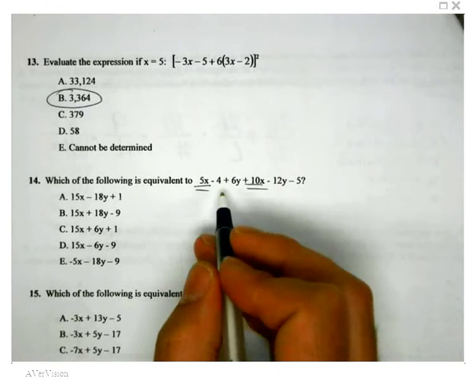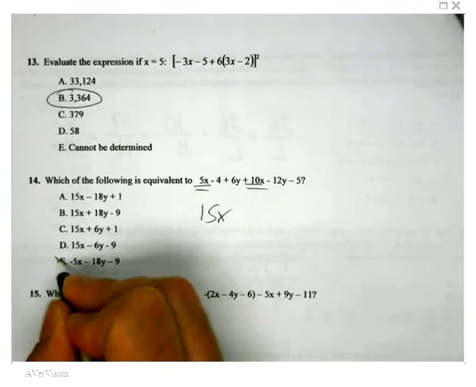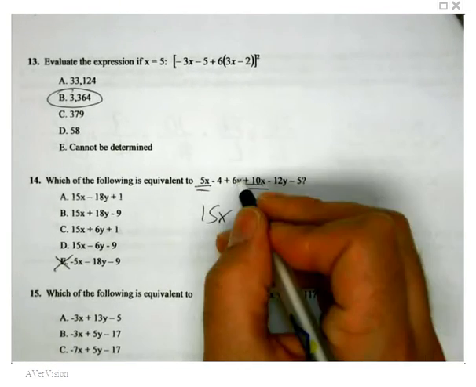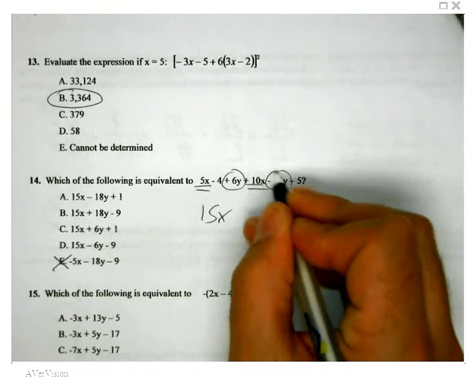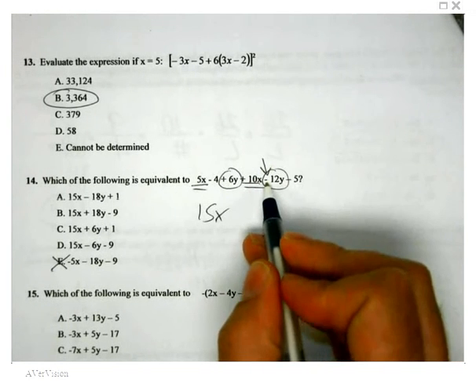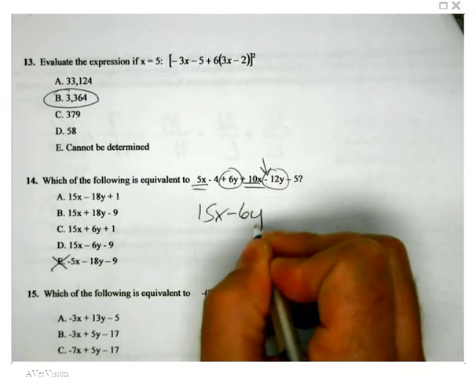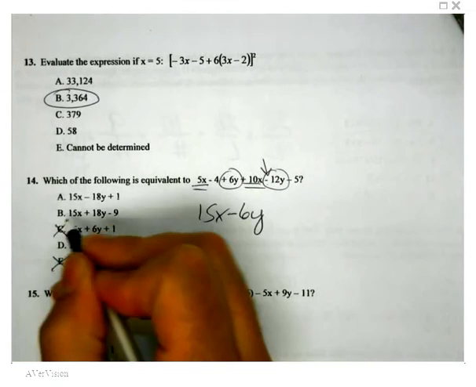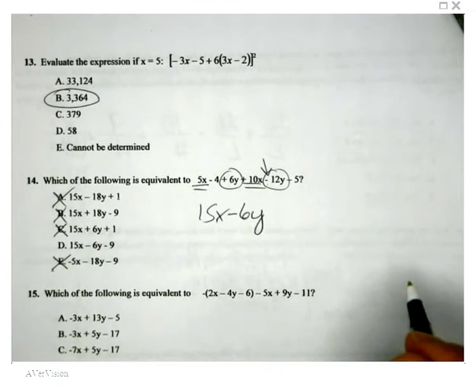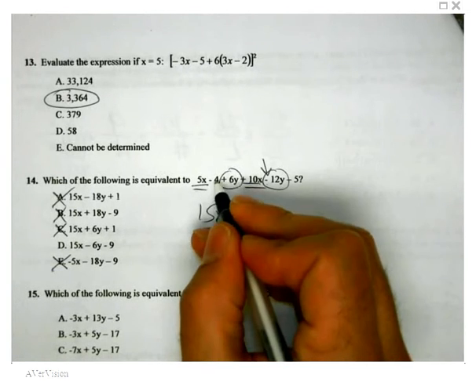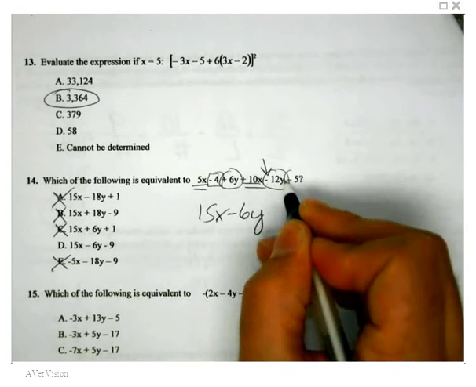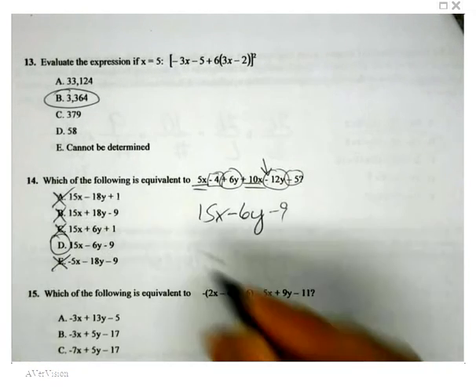So 15x, I see this answer doesn't have 15x, so it's gone. Positive 6 and negative 12y, watch the signs in front. 6 minus 12 is negative 6y, and I look and I'm like, huh, the only one that's got negative 6y is this one. Just to be sure, negative 4 minus 5 is negative 9, but I knew that already.